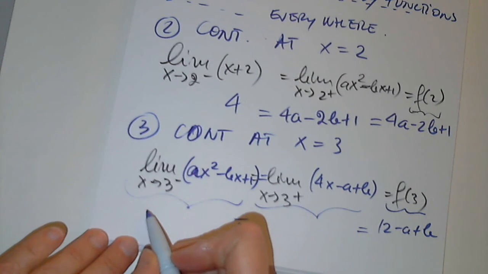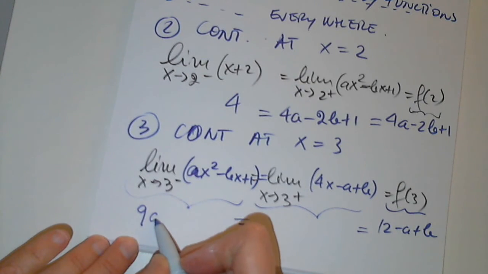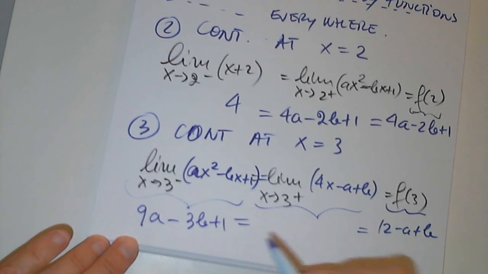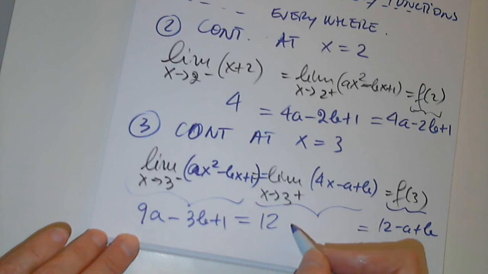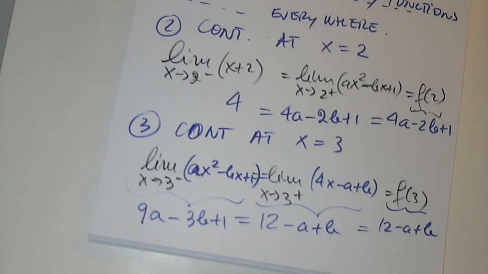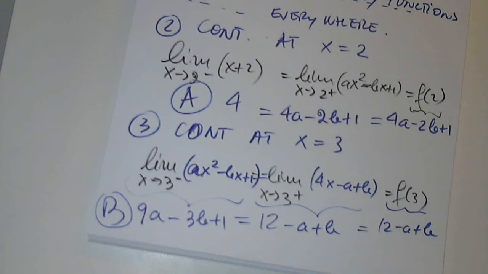Ready? 9a minus 3b. Excellent. Thank you very much, Reese. And here? 12 minus a plus b. Perfect, Amari. Excellent. Good. So this is equation A, and this is equation B. So we found we need to clean them up, etc., but we obtained two equations in A and B.